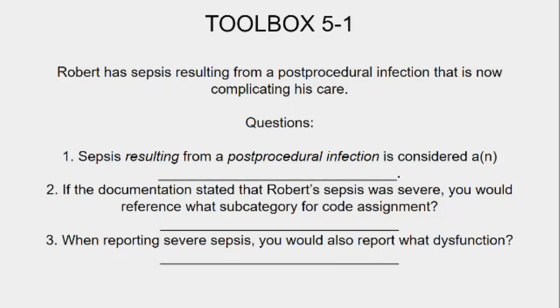If the documentation stated that Robert's sepsis was severe, what reference would you use for the subcategory for code assignment? I'm going to give you the ICD-10 code, and I want you to go to your manual and read this code. The code is R65.2. When reporting severe sepsis, you should also report what dysfunction, and that's going to be organ dysfunction. You have to tell the whole story of that sepsis.